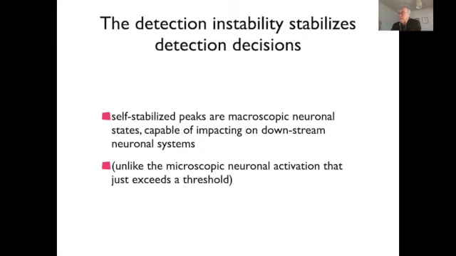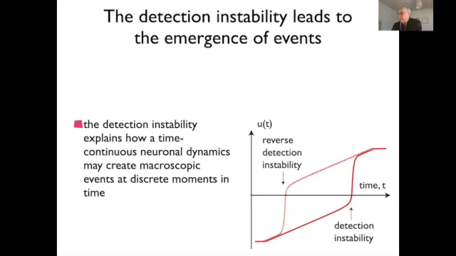So for the downstream macroscopic neural state, persisting even as its input varies, the key evidence is hysteresis. And I'll show that in a moment.